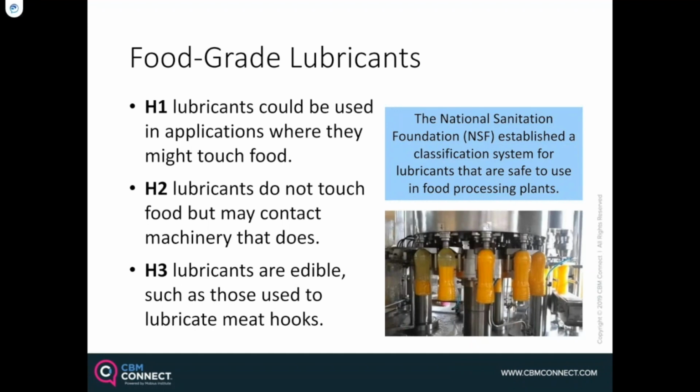H3 is a category for lubricants that are edible, vegetable oils and things of that nature, where they're designed to come into contact with the food. On the industry side, we use them for meat hooks. I've seen them used to lubricate needles and various other things being done in the food grade industry.